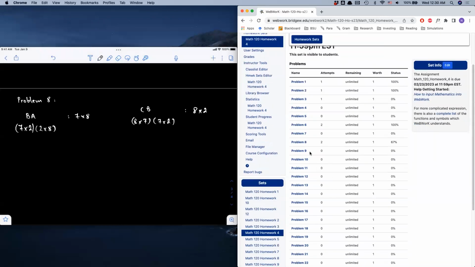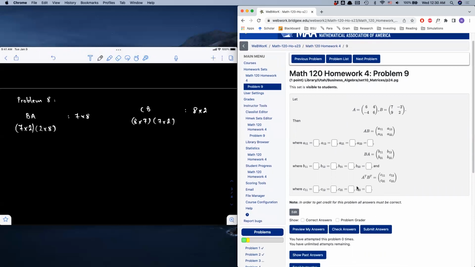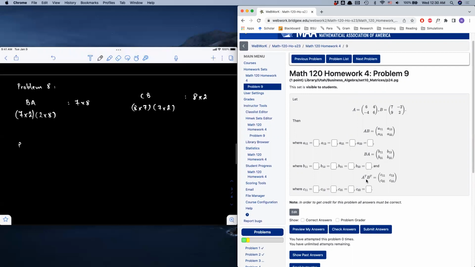Now move on to problem 9. So problem 9 is matrix multiplications, right? So A times B, and then you do B times A. Now the last problem is you have A transpose times B transpose, right? So problem 9. All right, so how would you do this, right?